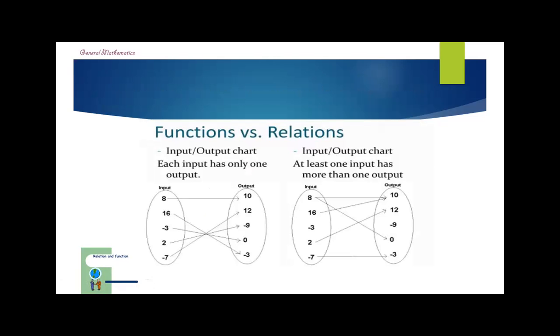Okay, for functions versus relations. In an input-output chart, for functions each input has only one output. While for relations, at least one input has more than one output.